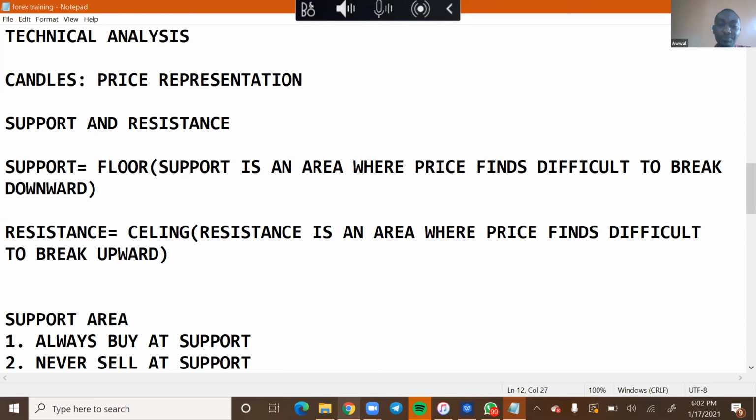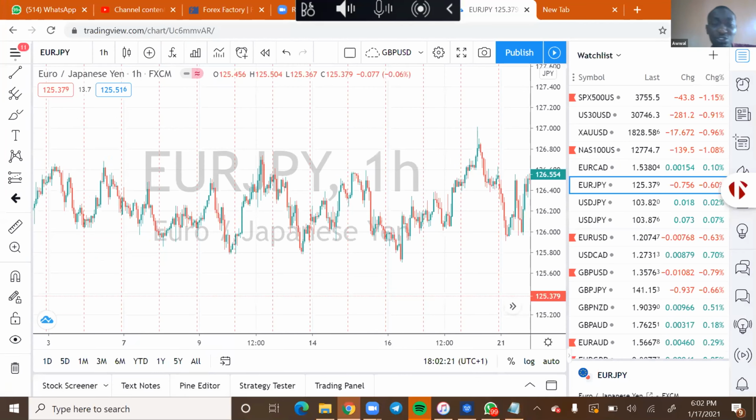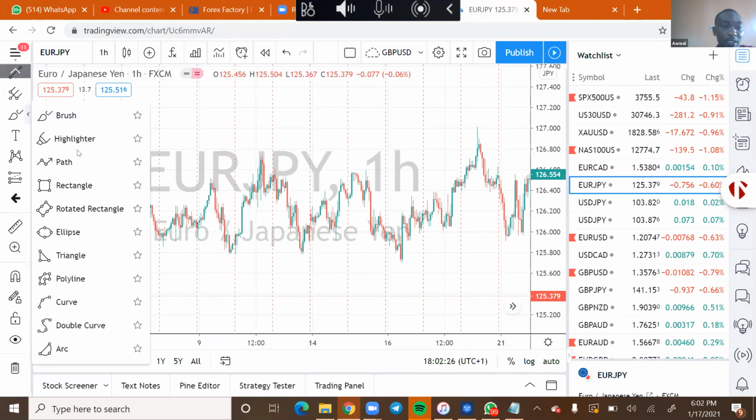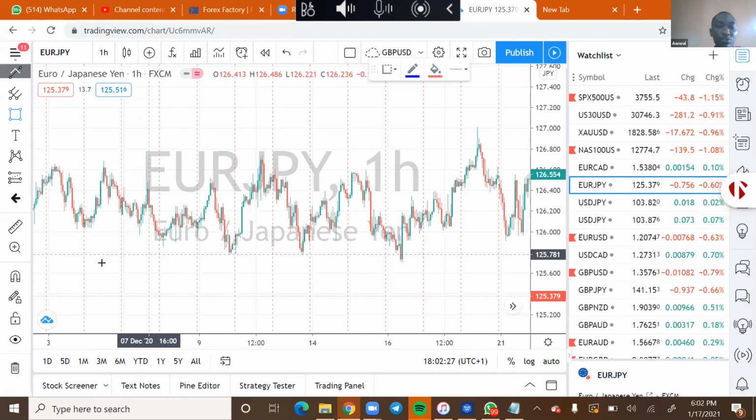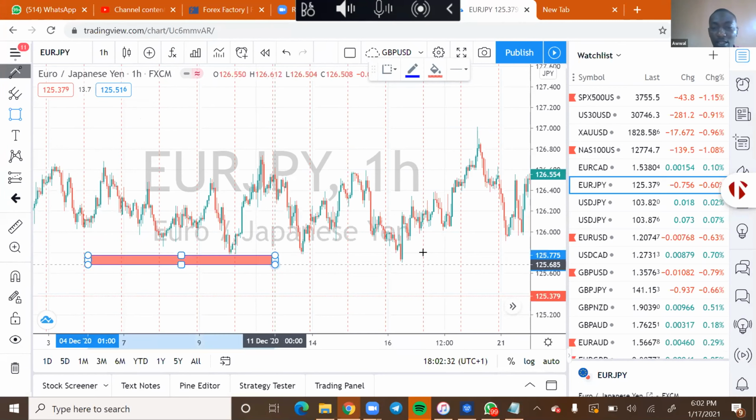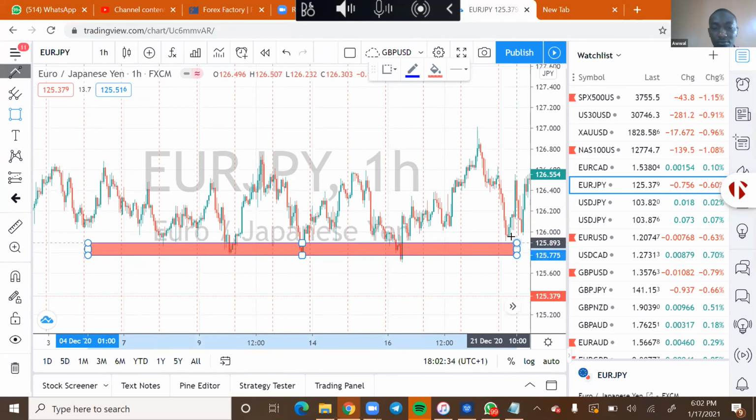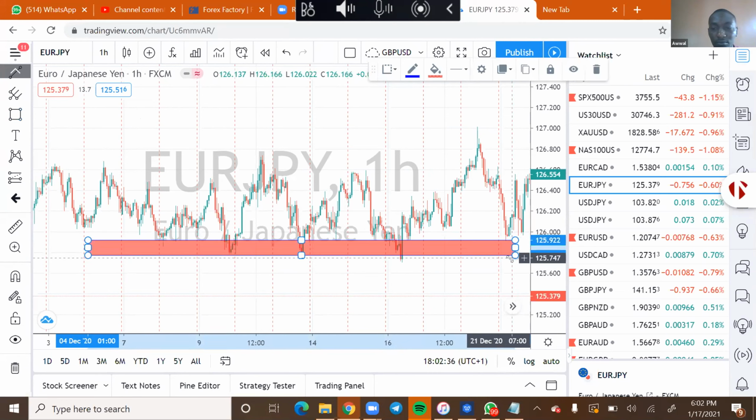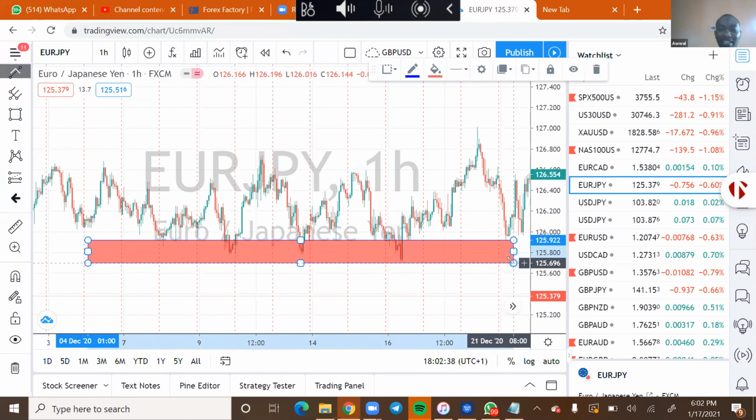Now, I'm going to go to my charts to show you guys that. I'm going to take a tool here. Remember, support is a floor. What happens when you jump on the floor? You bounce back up immediately. Support is an area where price finds it difficult to break downward.